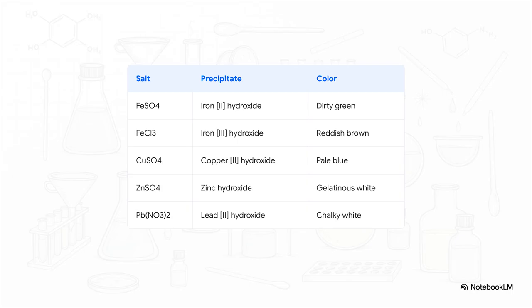Now, when we use our strong alkali, sodium hydroxide, we get some very specific chemical fingerprints. Don't sweat the complex formulas here, just focus on the pattern of the colors. Iron 2 drops out as a dirty green precipitate, iron 3 turns reddish-brown, copper 2 forms a really beautiful pale blue solid, zinc gives us this gelatinous white substance, kind of like a clear, jelly-like white, and lead produces a dense, chalky white precipitate.